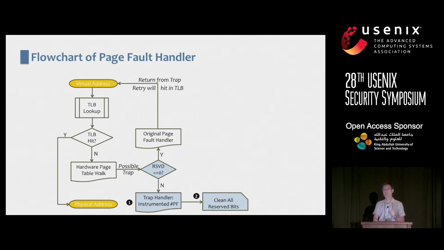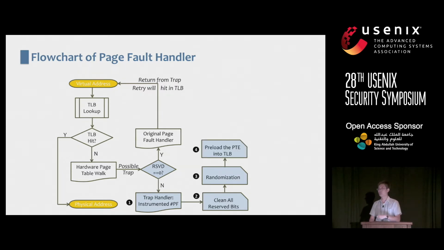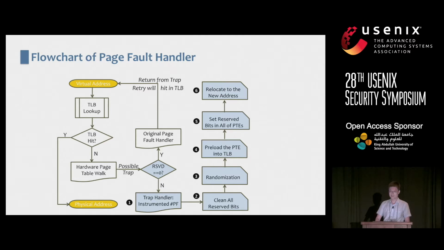First, we will clear all the safe areas' reserved bits and perform one round of randomization of the safe area, and then preload the PTE of the fault address into the TLB, set the reserved bits in all the PTEs, relocate the fault address to the new address, and return to user. But there are 2 problems here.